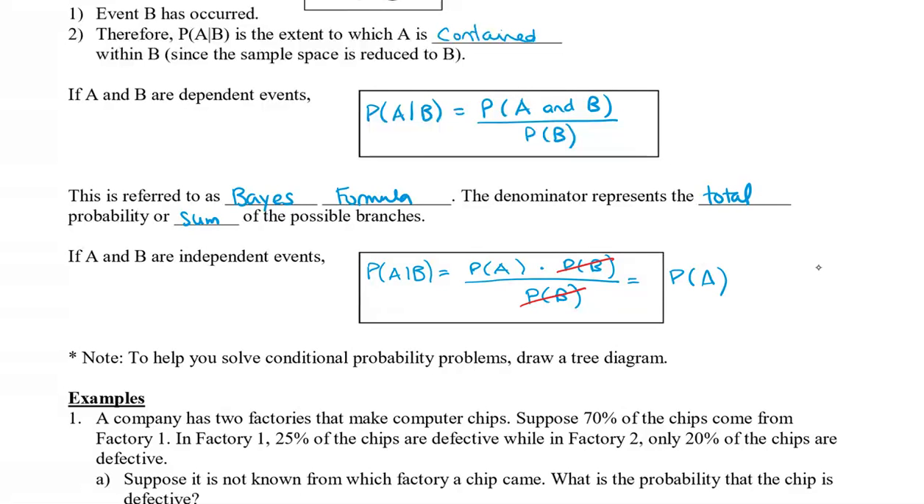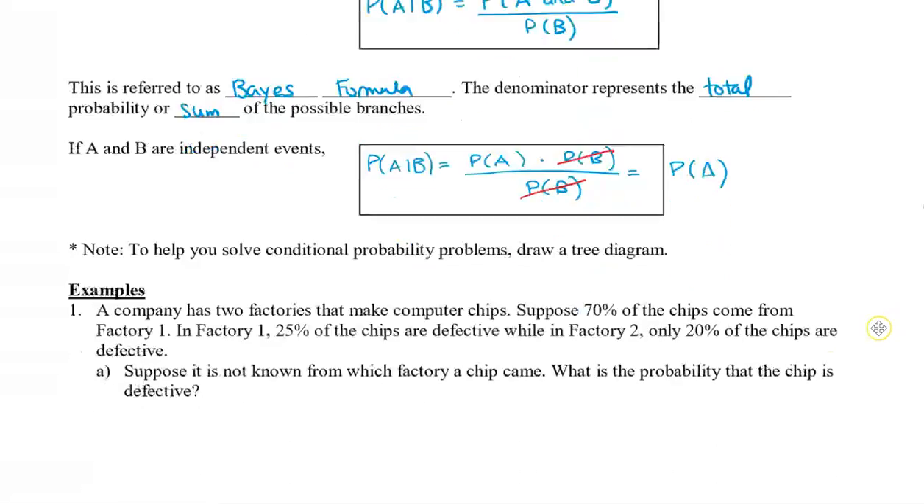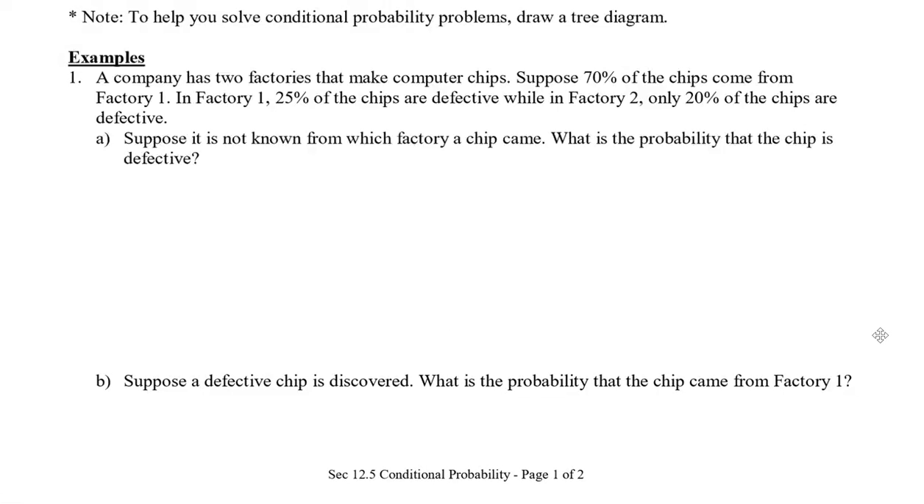Now, to help you solve conditional probability problems, I recommend that you draw a tree diagram so that we can take a look at all the different branches. Let's take a look at an example to illustrate this. A company has two factories that make computer chips. Suppose 70% of the chips come from factory 1. So I'm going to draw a tree to represent this. So we have factory 1 and factory 2. So 70% come from factory 1 and 30% come from factory 2, or 0.7 and 0.3.